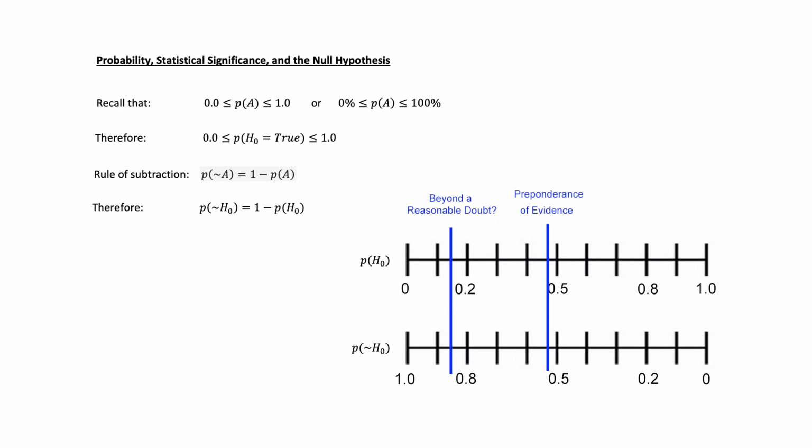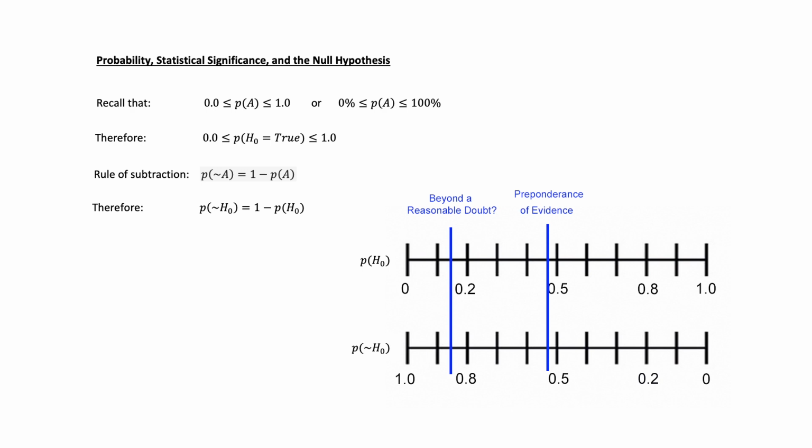Let's compare that to our second standard of judgment, beyond a reasonable doubt. Now, we haven't really defined beyond a reasonable doubt, so let's assume for argument's sake that it's perhaps around 85%. Here I've drawn a second blue line to represent beyond a reasonable doubt. That is to say that we are 85% confident the null hypothesis is false, which means that there's only a 15% chance the null hypothesis is true.